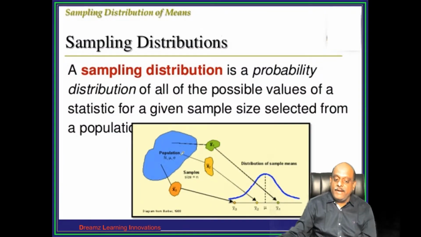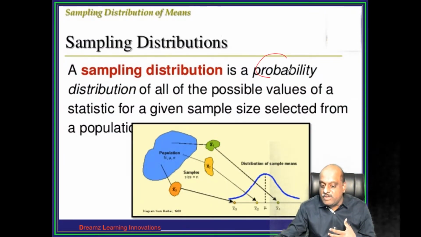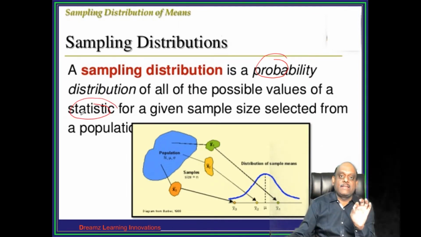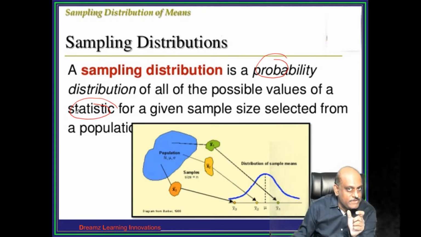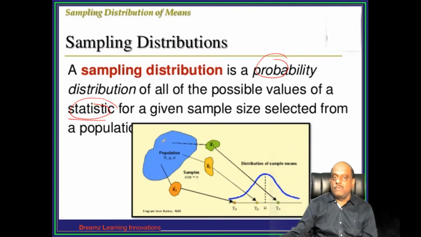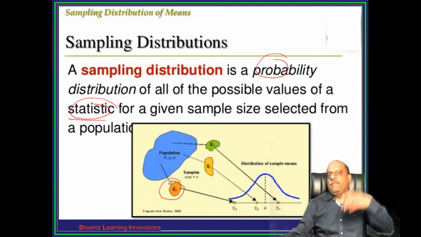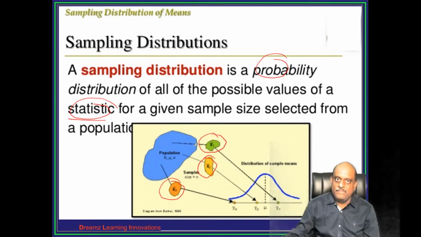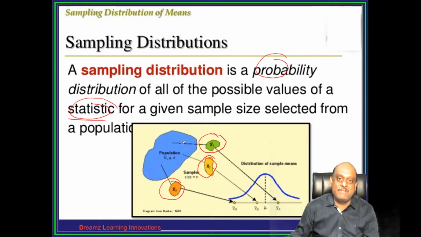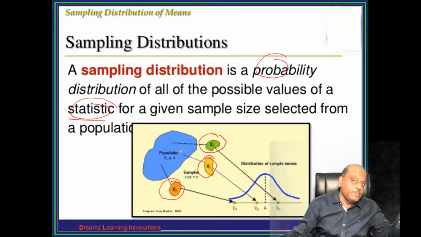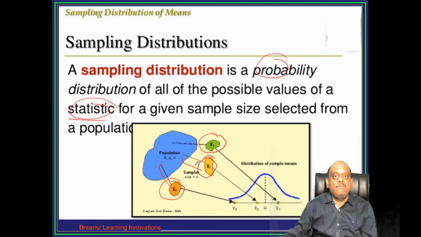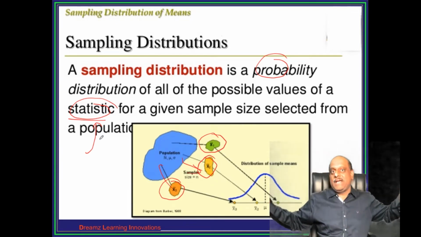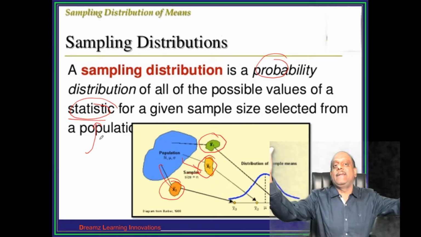मतलब you are trying to look at the probability distribution of all the possible values that a given statistic, that is NEET PG score. NEET PG score mean value of this sample may be 600, this sample may be 900, this sample may be 800. But it is the NEET PG score that you are looking for. So what are all the probability distribution of this mean values of this given statistic among different samples of the same size? That is called sampling distribution.